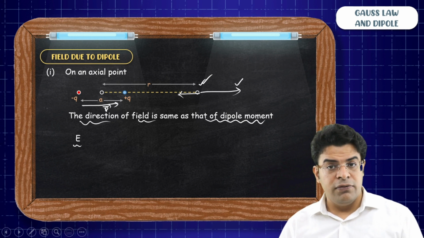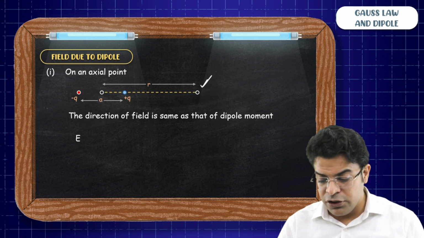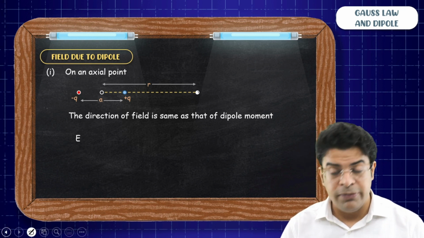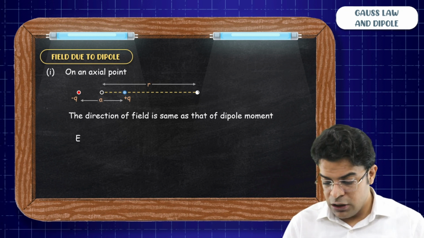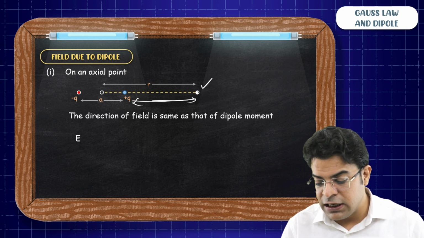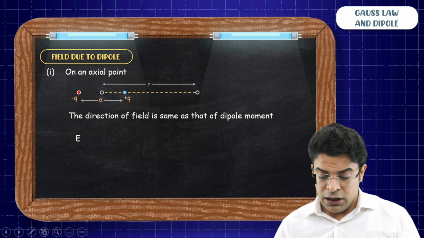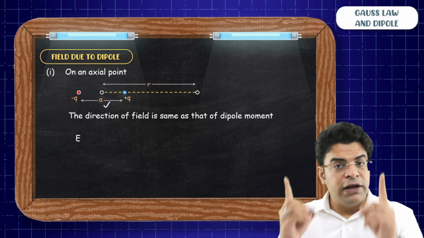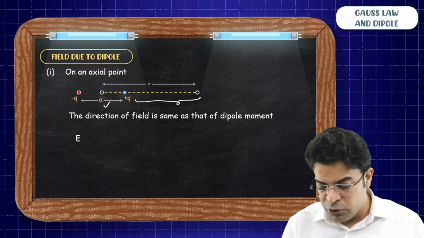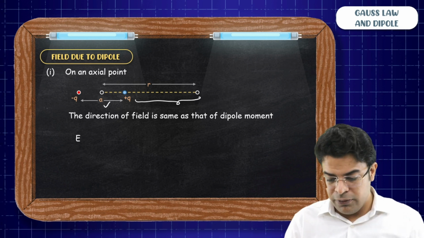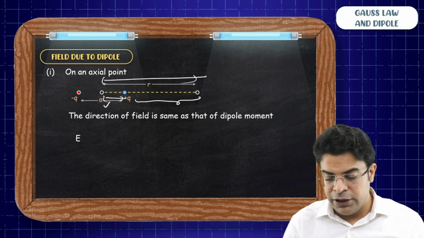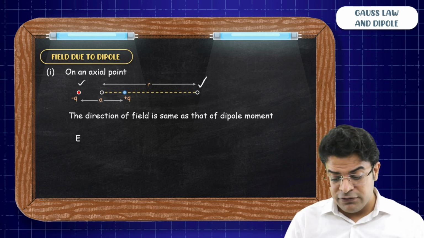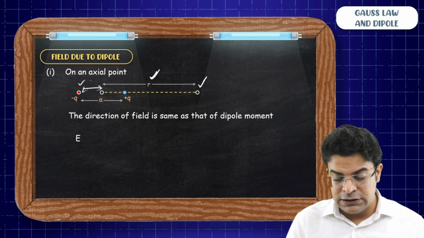Now the electric field will have magnitude equal to the field due to the positive charge minus the field due to the negative charge. The field due to the positive charge will be kq upon the separation between the positive charge and this point, whole square. Now the distance of this point from the center of the dipole is r and the length of the dipole is a. So the distance of this point from the positive charge will be r minus a by 2, while the distance of the same point from the negative charge will be r plus a by 2.